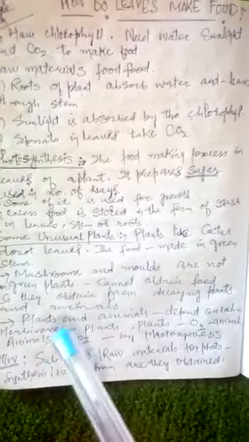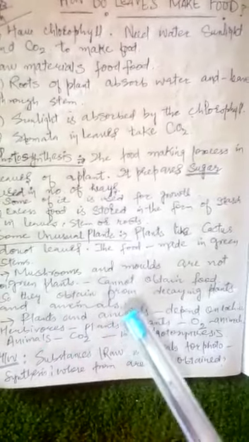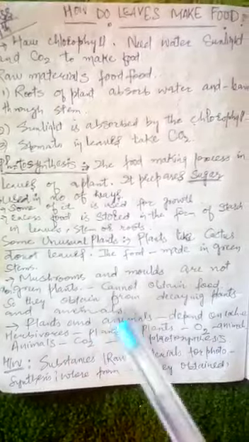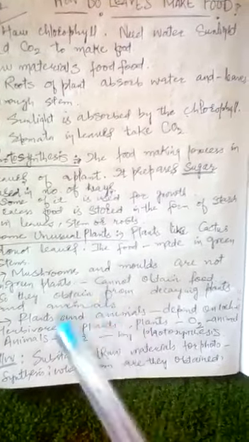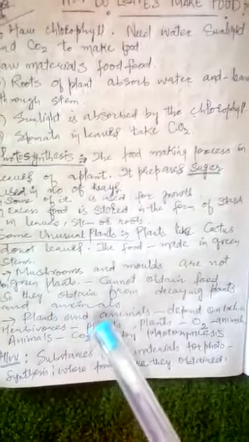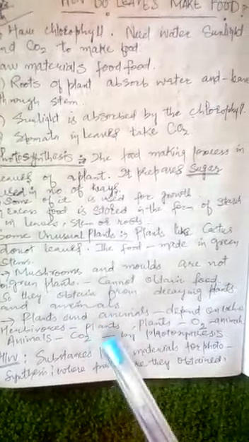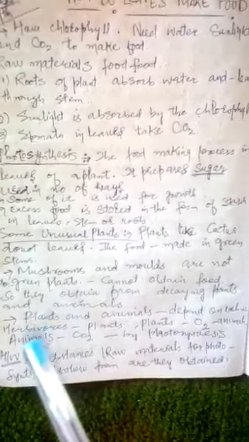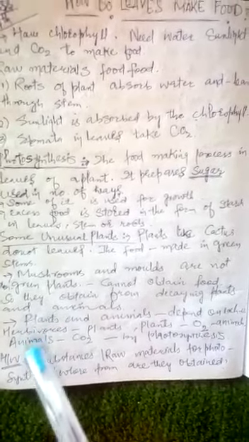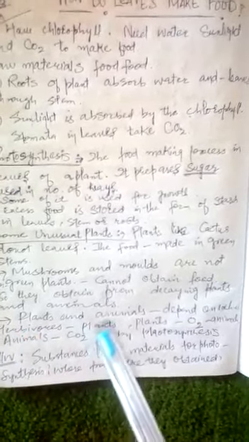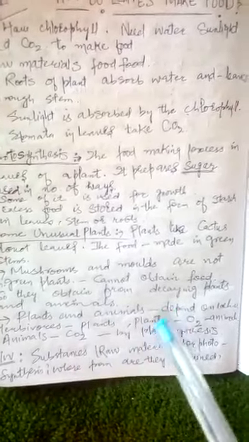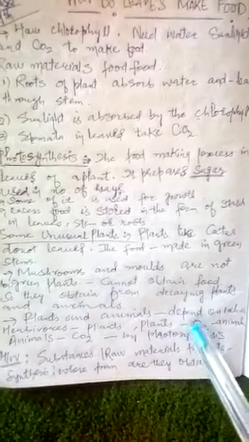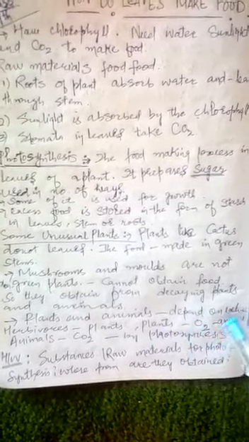Now students, how are plants and animals dependent on each other, or it is said that interdependence of plants and animals. Students, for example, herbivores are animals that eat grasses. They are dependent on plants. And plants, what do plants do? They produce oxygen, and this oxygen is used by animals.